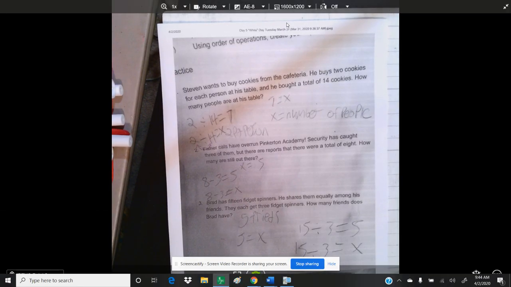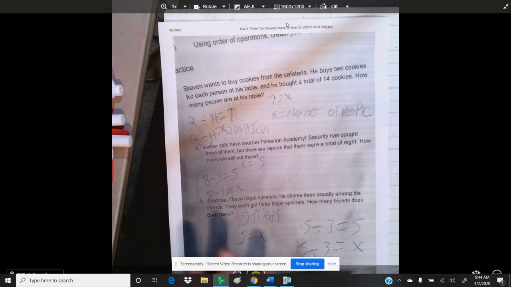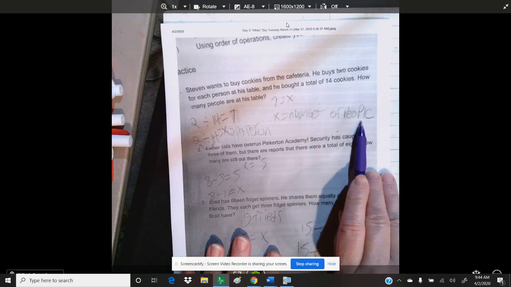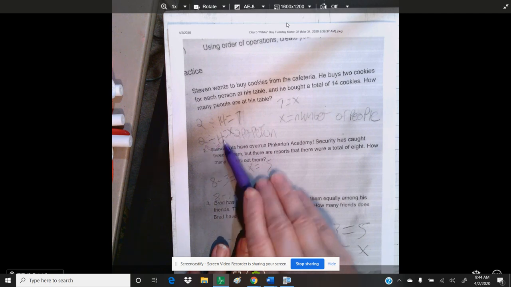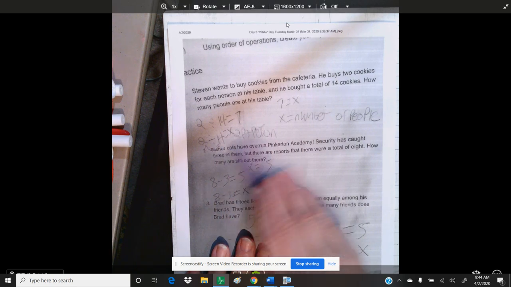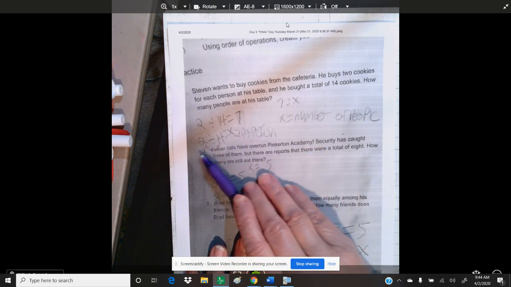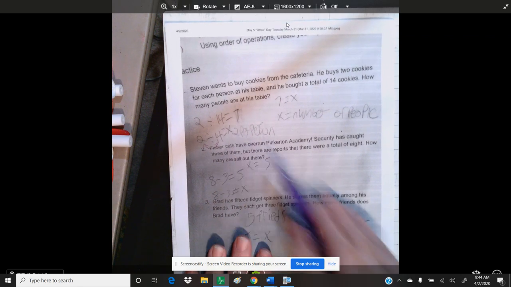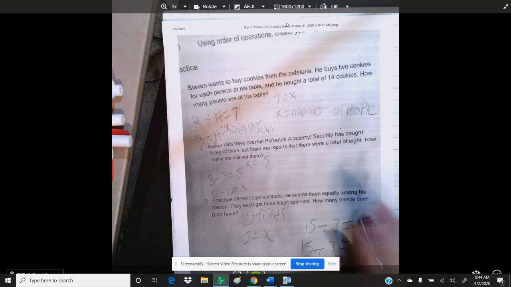I have just a couple of quick things on the work you sent. You did a nice job on this. So this here, you did a great job here. X is the number of people. But when you wrote your equation here, you just should have switched these two because 2 divided by 14 is not 7. So I think you intuitively knew what to do, but it really should have been 14 divided by 2 is X.